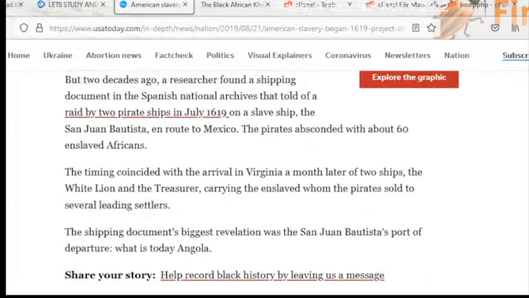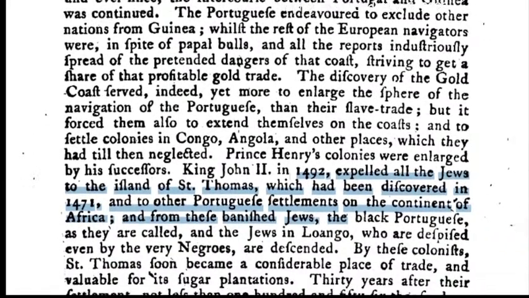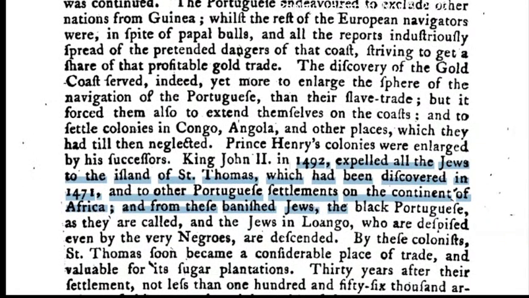Right? Let's go back. Now y'all seen that, right? That's news. Right? The shipping document said that the port of departure was Angola. So let's go back to the annals of literature. Right here. The discovery of the Gold Coast. Let's read that again.